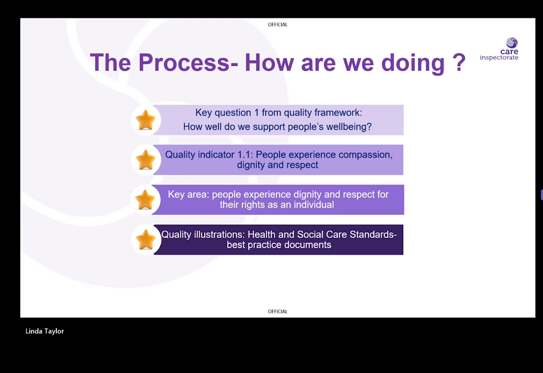For example, you might want to consider key question 1. That looks at how well do we support people's well-being. You might want to break this down further and use one of the quality indicators, such as people experience compassion, dignity, and respect. A key area to look at could be compassion or dignity and respect for their rights as individuals. So you could decide to start by focusing on one particular area rather than the whole of key question 1, just to get you started.